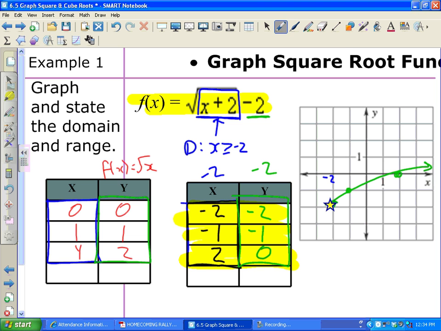Because of my domain restriction, I have a range restriction. My range must be greater than or equal to negative 2. Again, it's like max and mins. I'm going up, so y has to be bigger than negative 2. If I go down, then y needs to be less than negative 2. Again, domain, range, opposite x, same y.